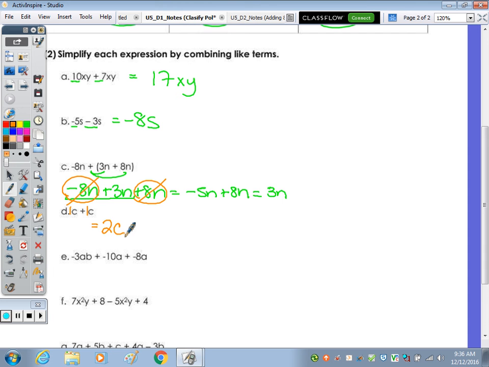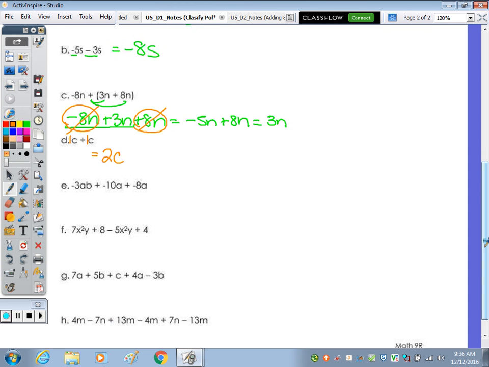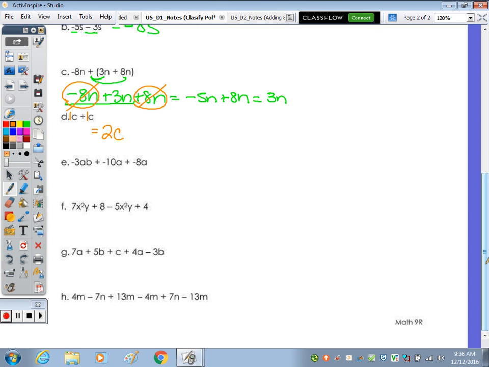So down below, we have an AB term and A terms. Since there's no other AB term, we can only combine these two. So I'm going to bring along the negative 3AB, and then combine negative 10A minus 8A. Negative 10 minus 8 is negative 18. Bring along the a. In f, we have an x squared y term and another x squared y term, and 7 minus 5 is 2, keeping the x squared y. And then 8 plus 4 is 12.